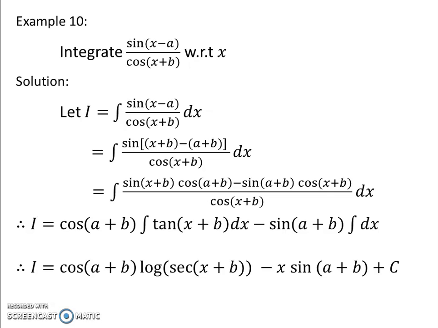Cos(a + b) as it is, the integration of tan is log of sec(x + b) divided by the derivative of (x + b), that is 1, because it is not tan x, it is tan of something linear, so we use that. So we get log of sec(x + b) divided by 1, minus x sin(a + b) plus c.